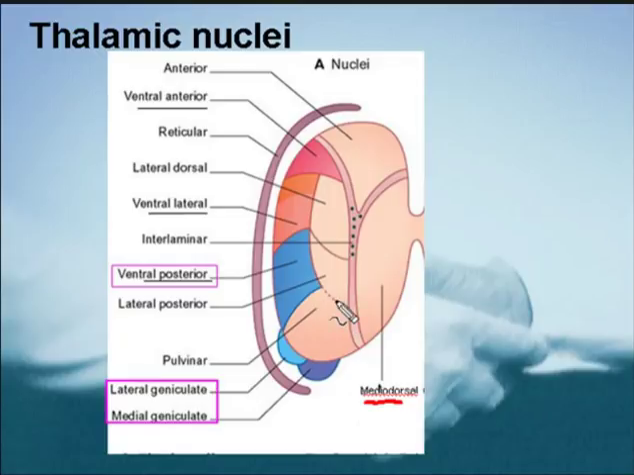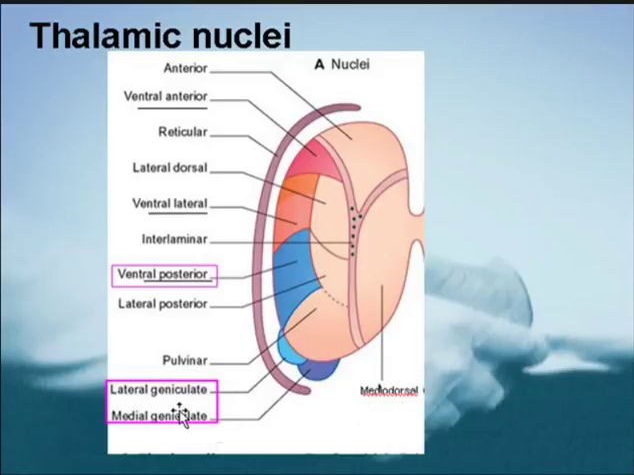And then the ventral one, instead of lateral ventral, is known as ventral anterior. This part is ventral lateral, and this is ventral posterior. If you remember, I told you this is the one which is divided into ventroposteromedial and ventroposterolateral. Then we have the geniculate bodies, the lateral geniculate body and the medial geniculate body, these two over here. So these are the thalamic nuclei.